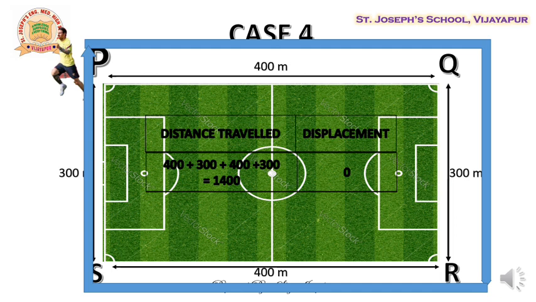I hope by looking at these 4 cases of this example, we come to know that distance traveled and displacement are totally 2 different physical quantities. And we will talk in detail about one of them being scalar and another one being vector in another video. That's for another day. Thank you.